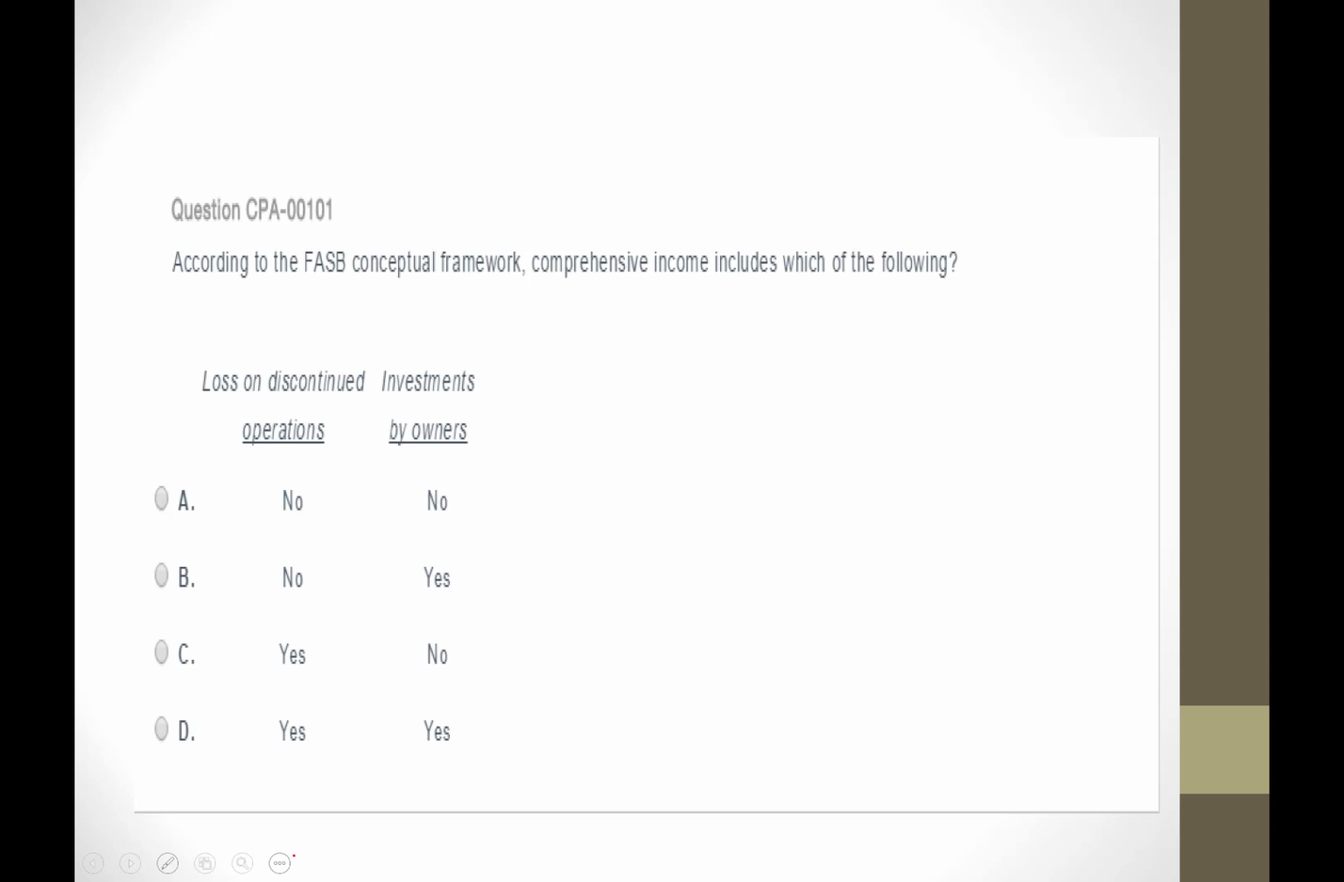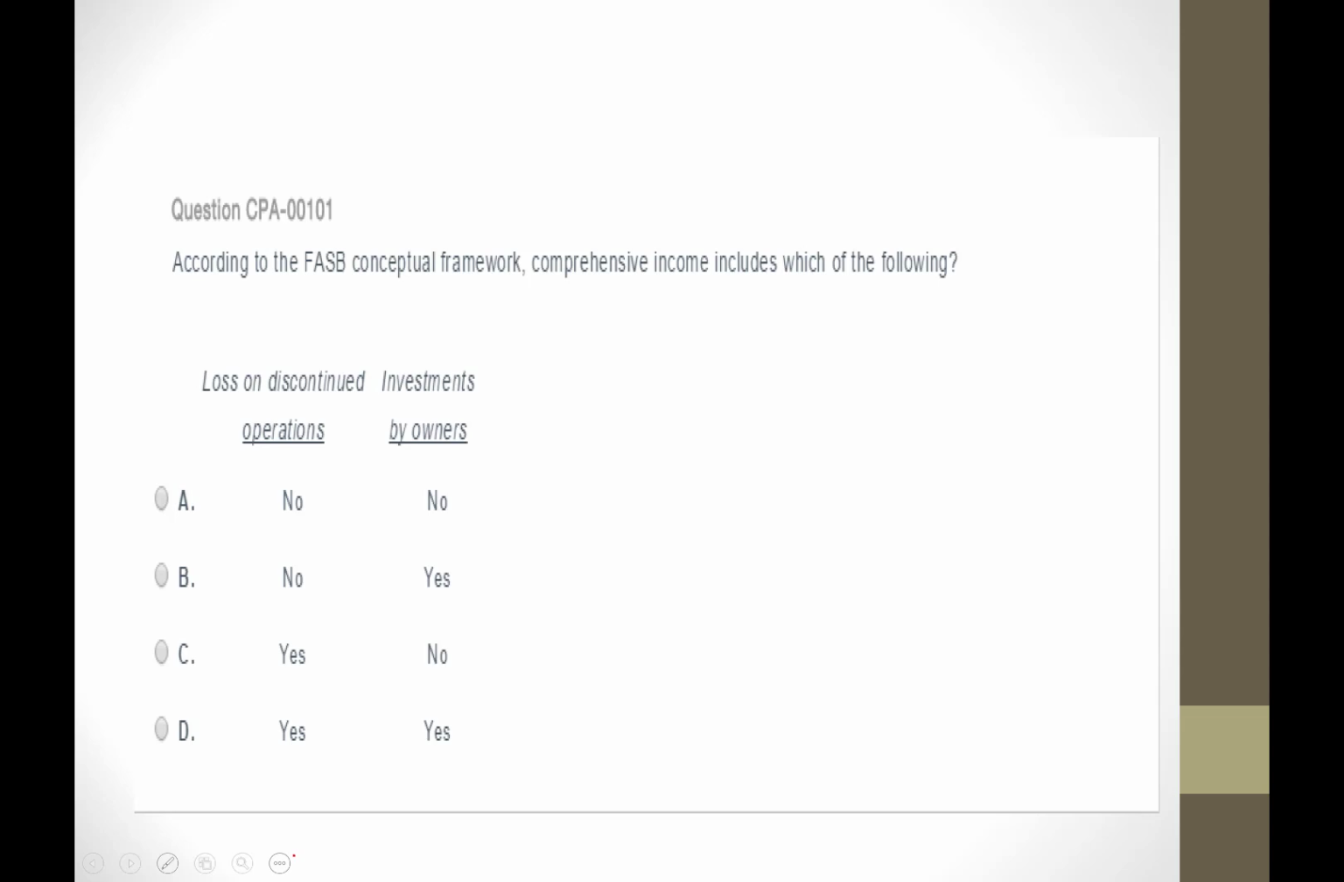Yes, it does. Comprehensive income is net income plus other comprehensive income, right? Remember to say that when you walk in the door today, when you get home. Say, oh yeah, what were you studying today? Comprehensive income. Comprehensive income is other comprehensive income plus net income. Oh my goodness. You sound so smart. Okay, so that's a yes, isn't it?